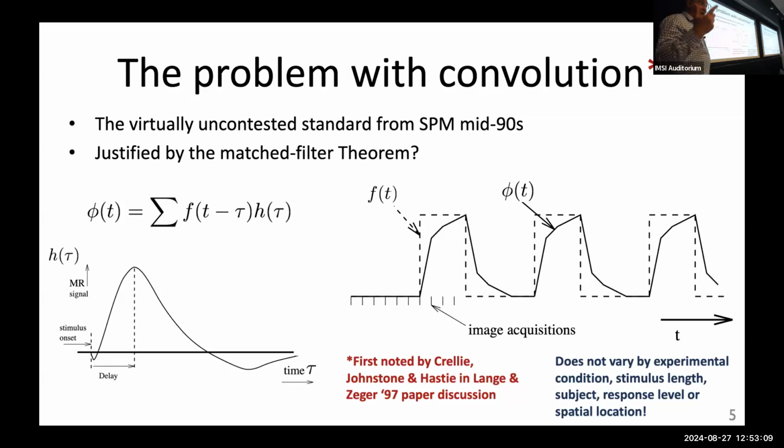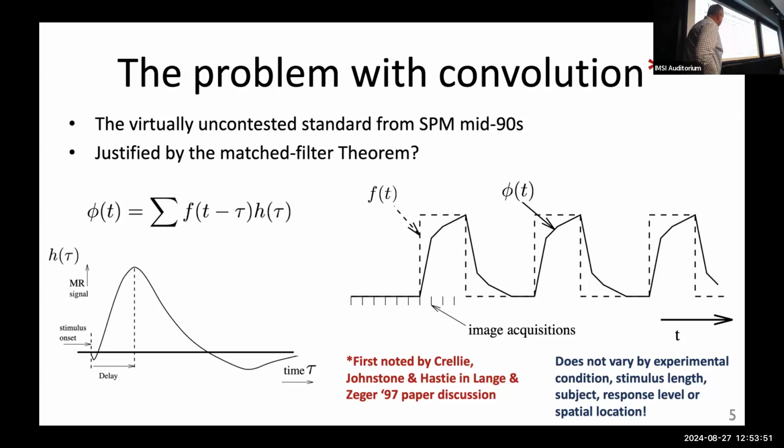So here's the problem with convolution. The standard model most people use, in SPM and so on, at least I think that's what they still use, has been virtually uncontested since the mid-90s when SPM came along. They needed a quick model to work with fMRI and kind of justified it by this matched filter theorem. I spent a long time trying to figure out what the point of that matched filter theorem was. They seemed to use it as if to say this means that the model is great. And I just couldn't understand it. I was a PhD student at the time, and I still don't understand it.